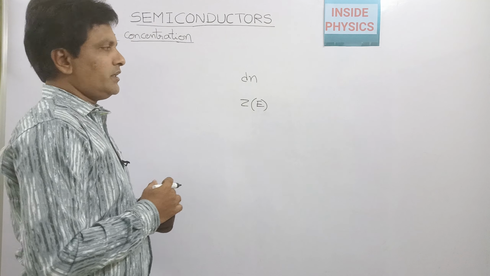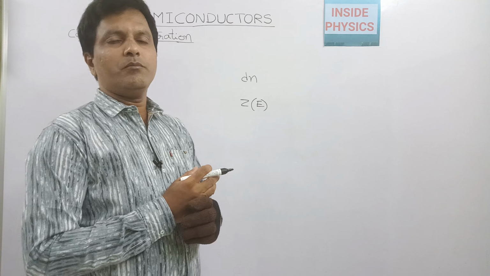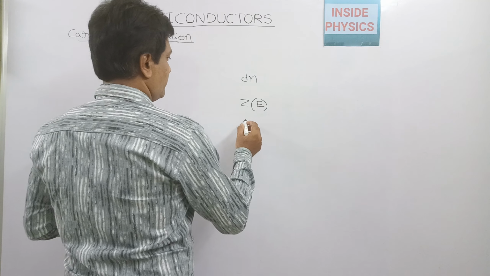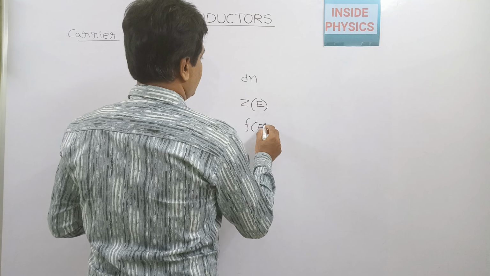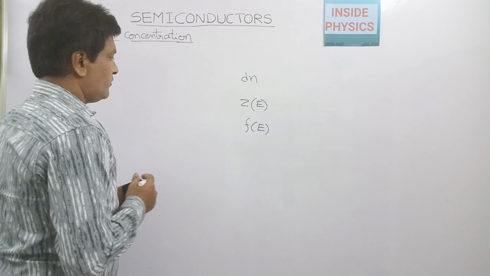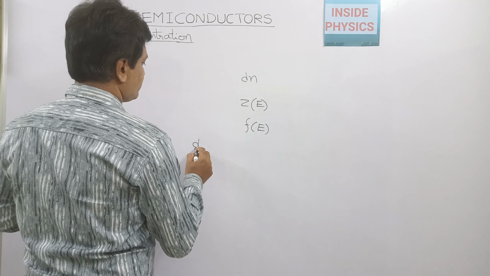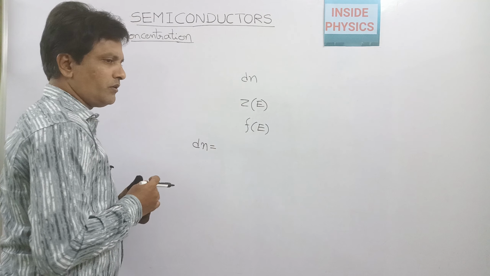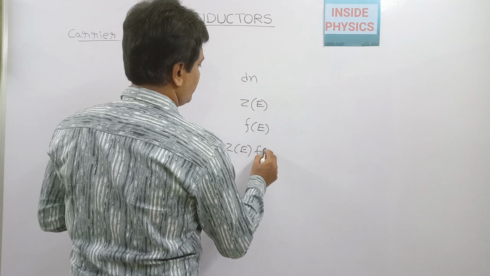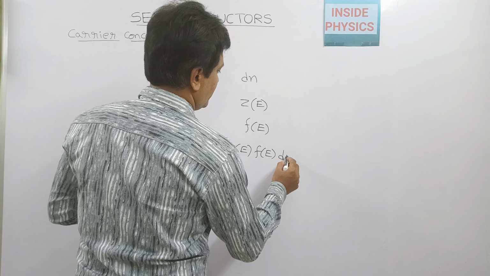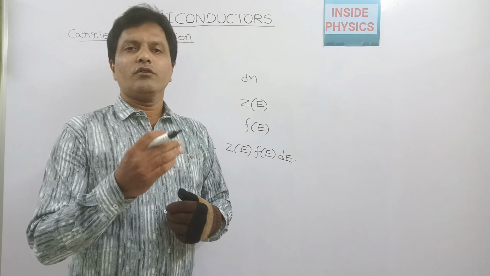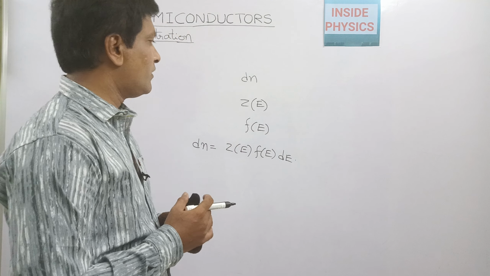Another term, the probability of finding an electron in the conduction band in a particular energy state, is represented by f(E). So with these functions, the density function and the probability function, we can write that the number of electrons in a small given volume is Z(E) f(E) dE. We'll start with this function and go further to derive the formula for electron density.